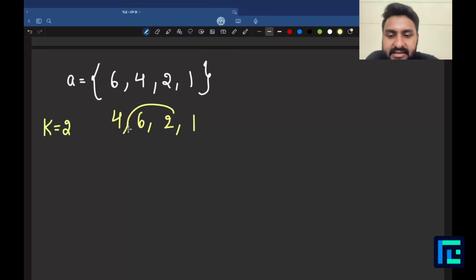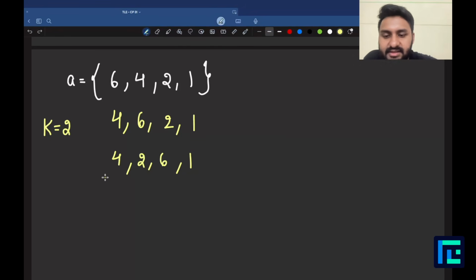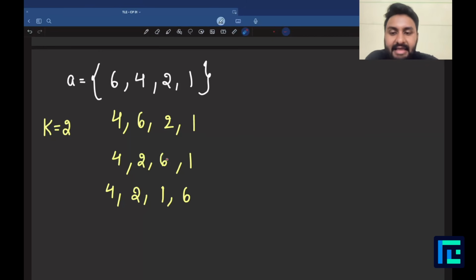Let's say I pick up these next 2 elements. So what happens? This is 4, this is 2, this is 6 and this is 1. How about these 2 elements now? This is 4, this is 2, this is 1 and this is 6. Voila. Can I say that by using a 2-sized segment, I have finally made 6 go to a location where I finally wanted it to go?